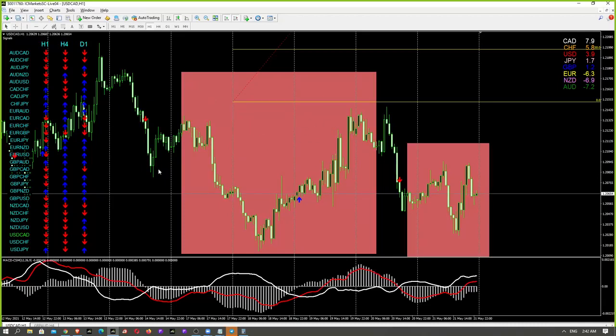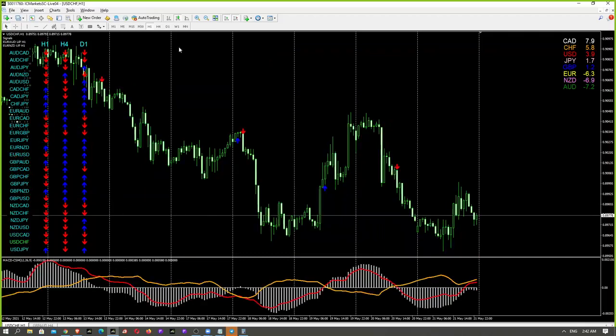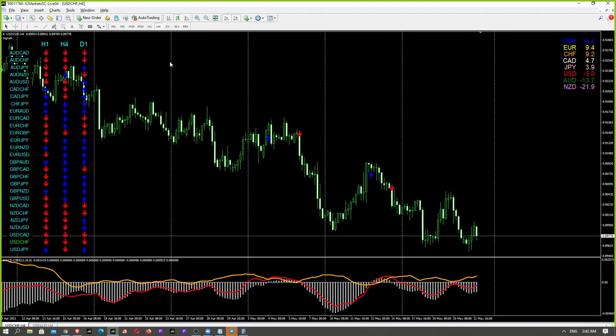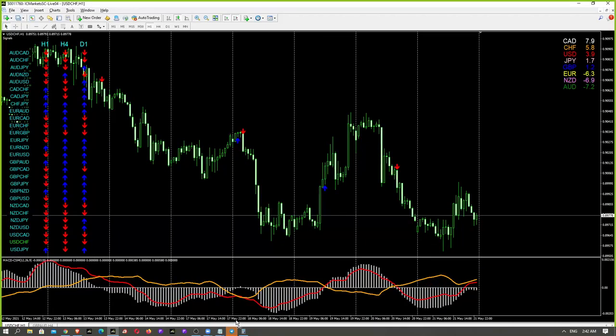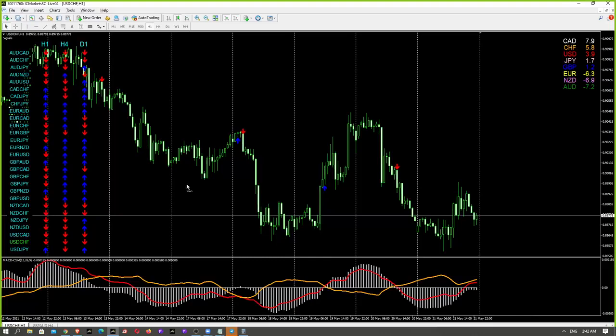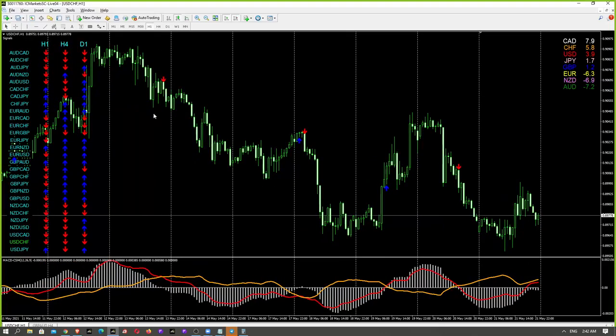entry for USD CAD. Now on USD CHF, the D1 time frame is sell. The general trend for USD CHF was sell since last month. On H4, it was sell since last week. It means we would only be looking for sell signals on USD CHF. This was Thursday last week, and the first sell signal that we got was around Monday.